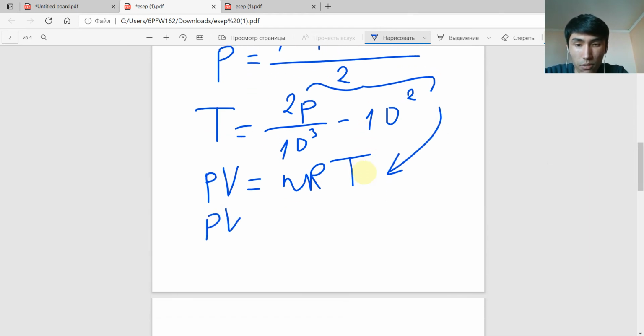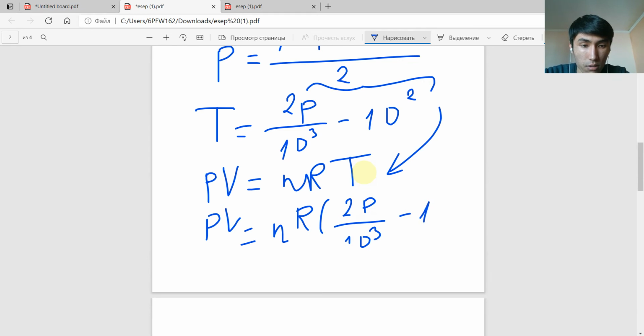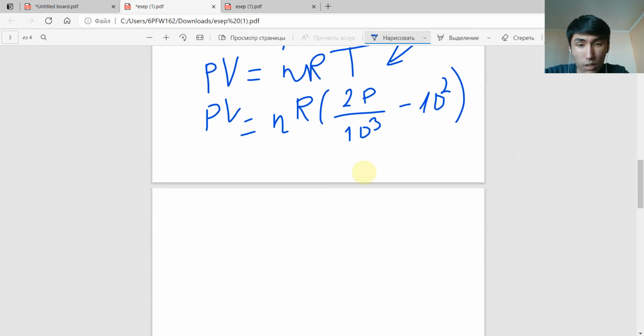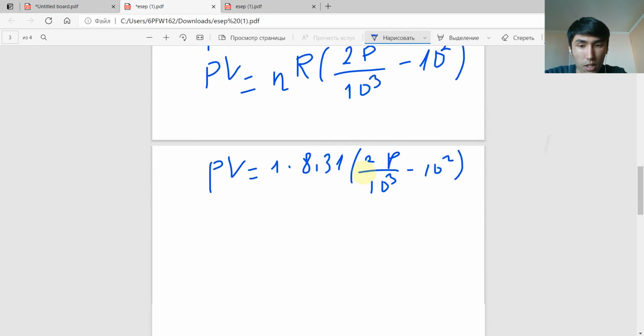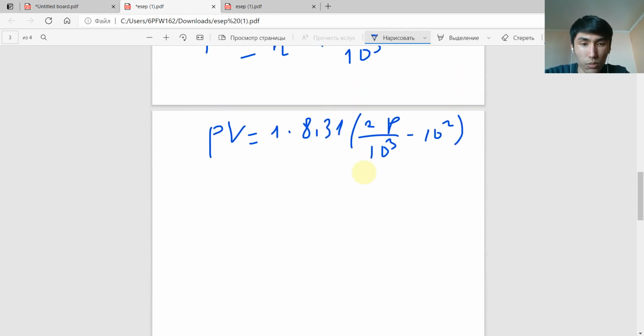So here will be PV equals nR times 2P over 10 to the power of 3 minus 10 to the power of 2. So here will be PV, then 8.31 times 2P over 10 to the power of 3 minus 10 to the power of 2. So here we can find the equation of P. Let's write the result of calculation.